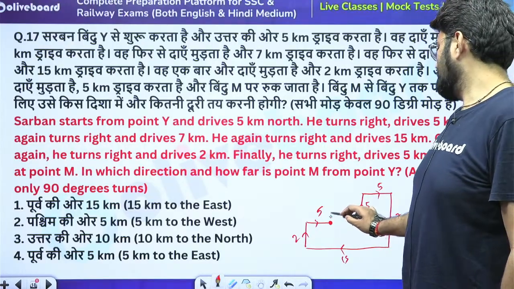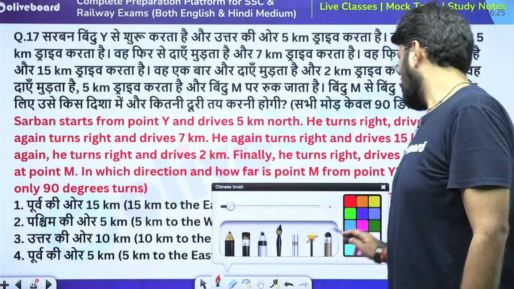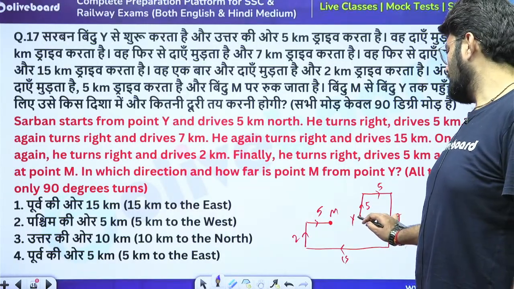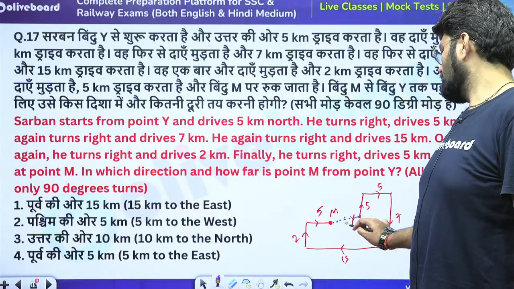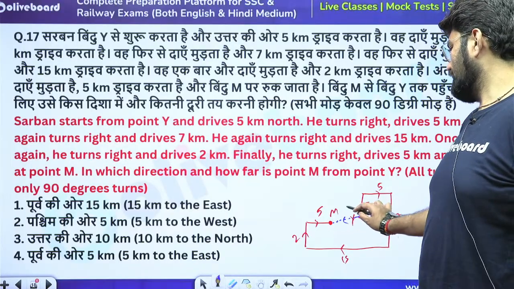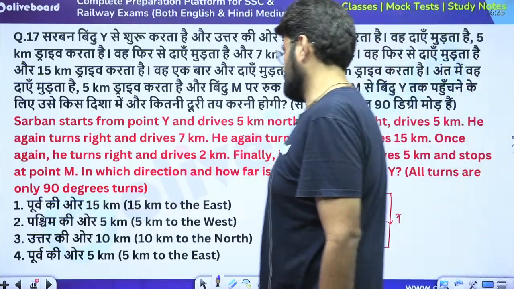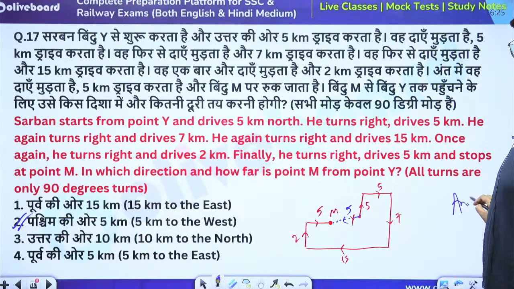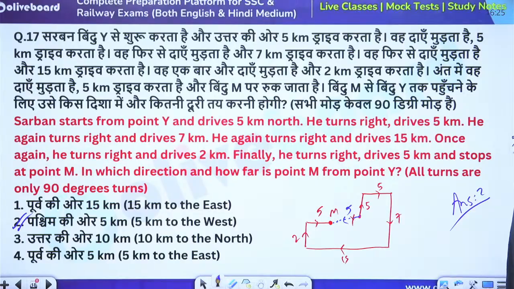In point M. They are asking you point M. How far is point M from point Y and in what direction? So point M is in the west and 5 plus 5, 10 and 15. 15 minus 10 is 5. So this is 5. 5 kilometers to the west. Option 2 is the right answer. Okay. Next.